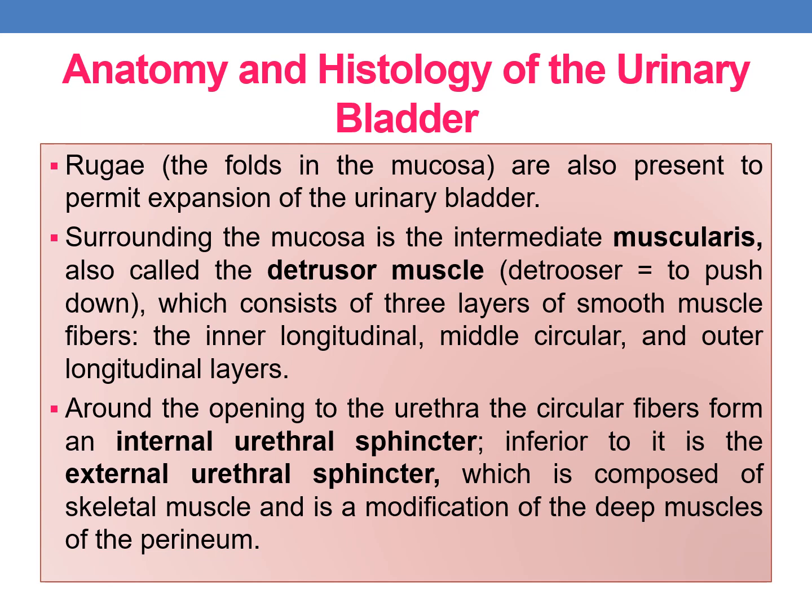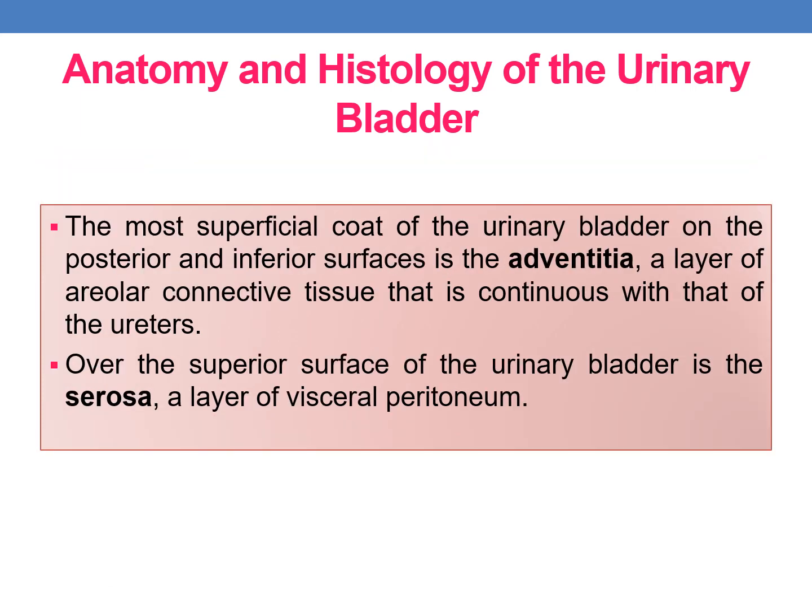The most superficial coat of the urinary bladder on the posterior and inferior surfaces is the adventitia, a layer of areolar connective tissue that is continuous with that of the ureters. Over the superior surface of the urinary bladder is the serosa, a layer of visceral peritoneum.